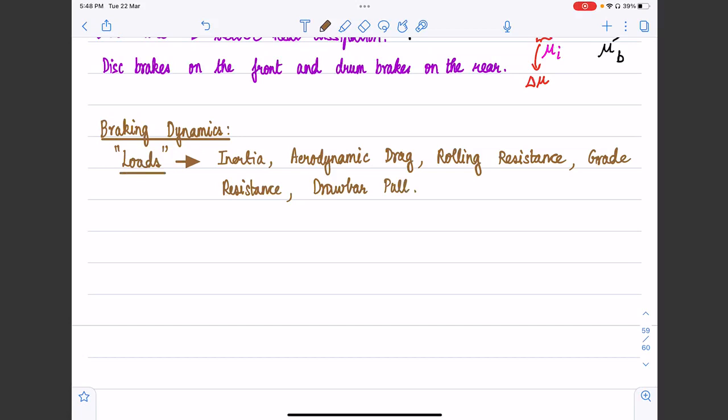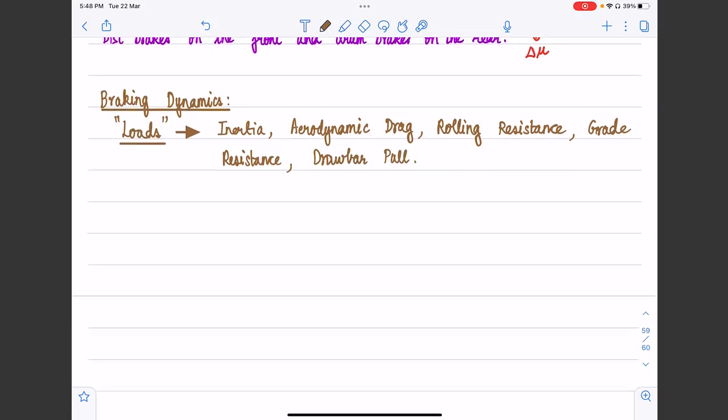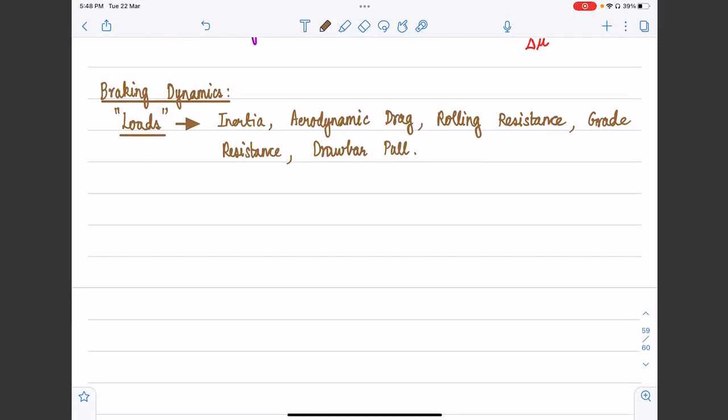When we analyze braking dynamics, we are going to look at models that will essentially relate all these forces to the motion of the vehicle. So that's what we are going to do in the next class.